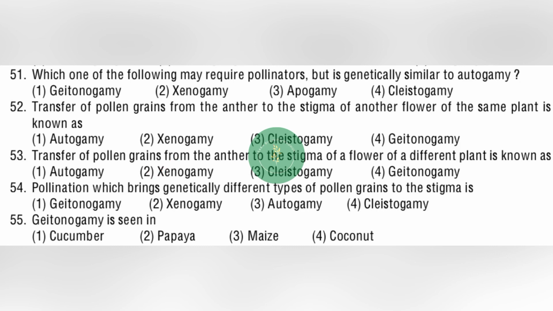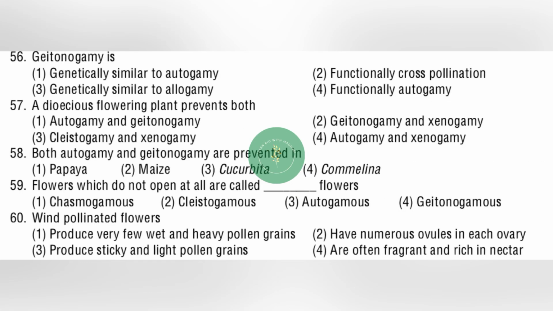Question number 54. Pollination which brings genetically different types of pollen grains to the stigma is option number 2, xenogamy. Question number 55. Geitonogamy is seen in option number 3, maize. Question number 56. Geitonogamy is option number 1, genetically similar to autogamy.